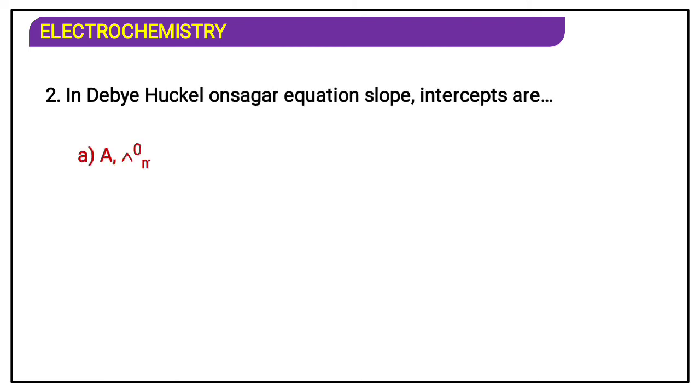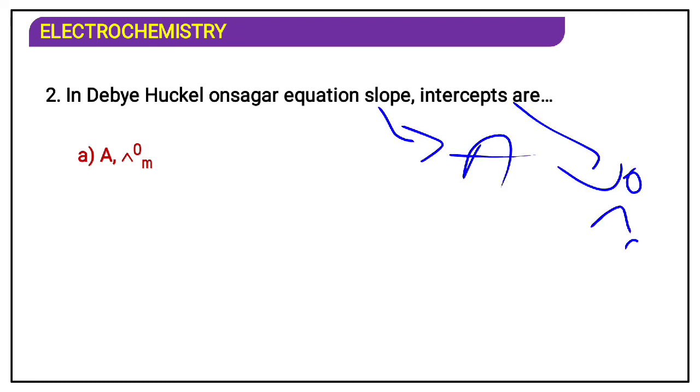What is the meaning of the Debye-Huckel-Onsager equation? The slope is equal to minus A, and the intercept is equal to lambda naught m. This is a very important point you have to remember. The slope is minus A; simple A is the constant, and the slope is minus A.